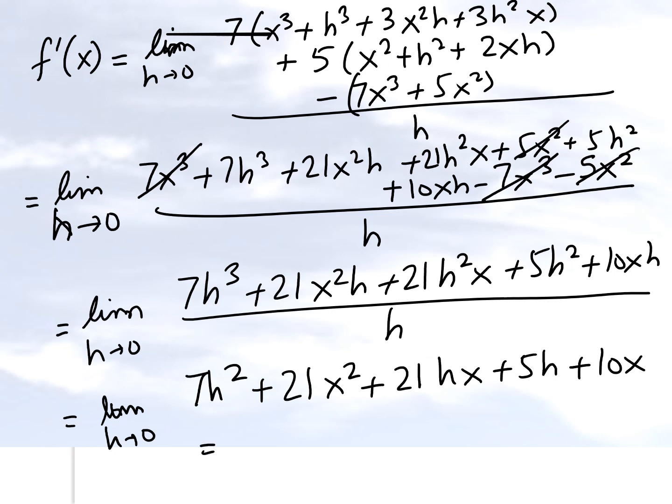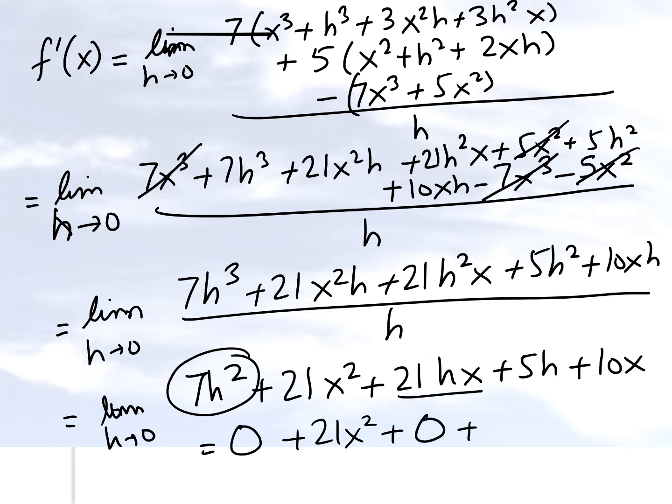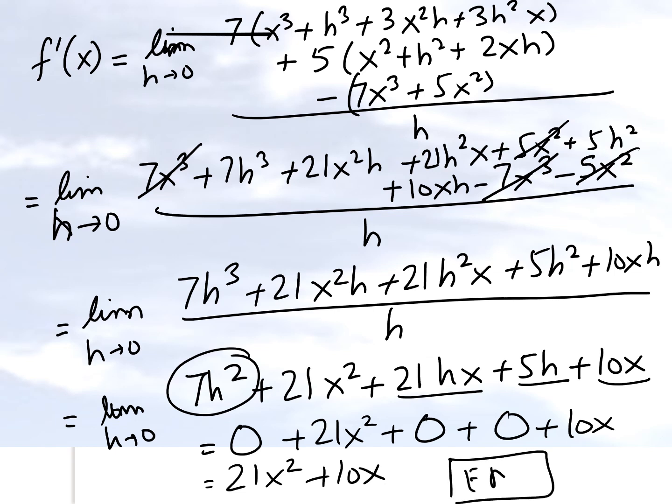Now, as you can see here, as h approaches 0, this approaches 0. This one is 21x squared. There's no h term there. This one will approach 0. This will also approach 0. And this one will stay 10x. So that gives us 21x squared plus 10x. And that is the derivative of the original function, 7x cubed plus 5x squared. And that is the end of this segment.